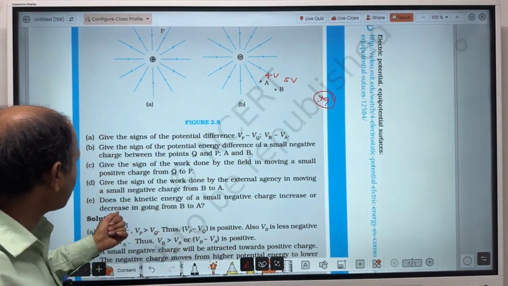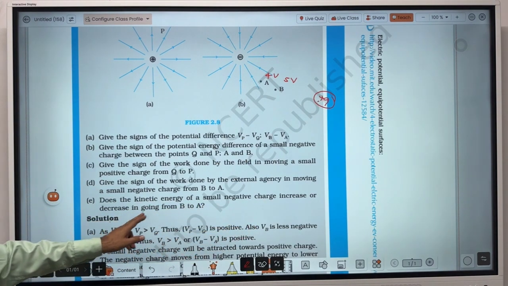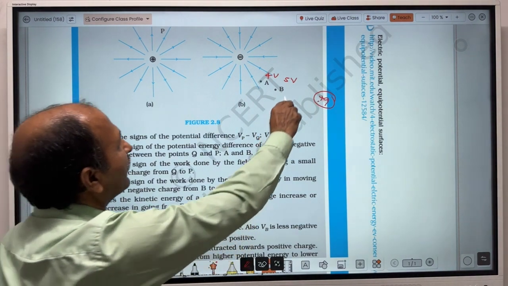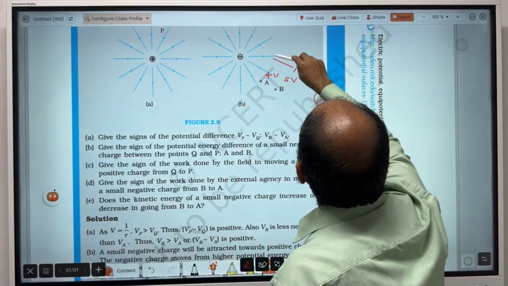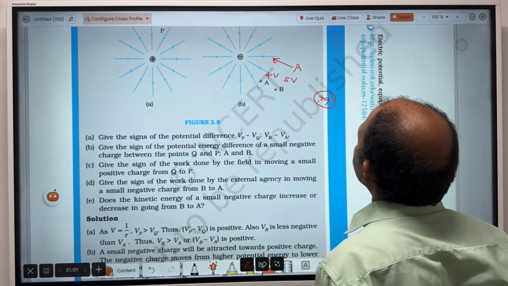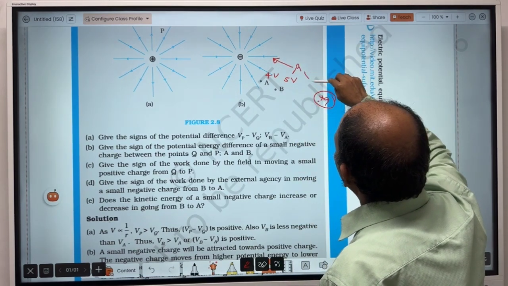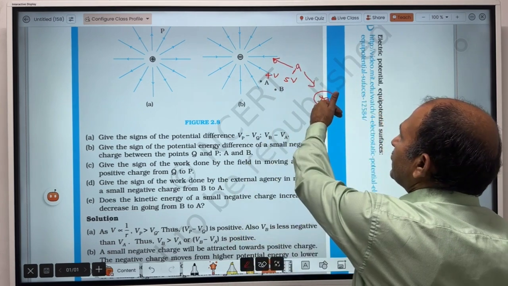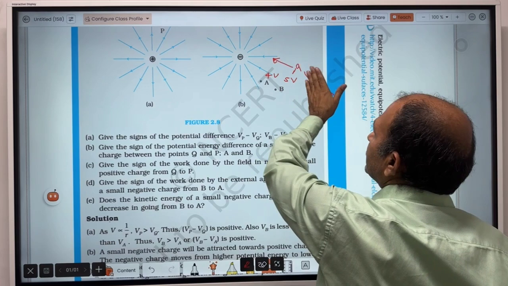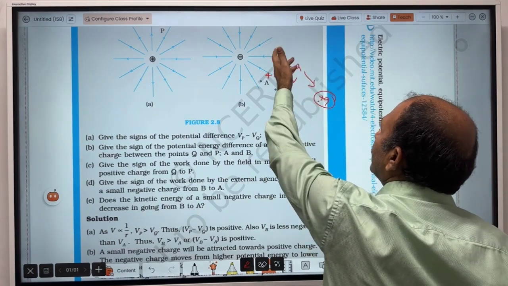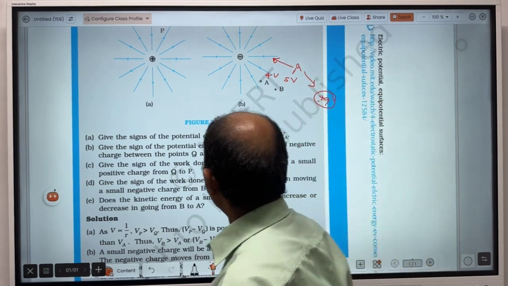Now what they are saying, does the kinetic energy of a small negative charge increase or decrease in going from B to A? So suppose there is a negative charge here, minus q. If it moves in this direction, what happens? Its velocity will increase or decrease. Since it is a negative charge, there will be a force of attraction toward this positive charge, which is imaginary here. So its velocity will decrease if you move in that direction. So definitely its kinetic energy will decrease.